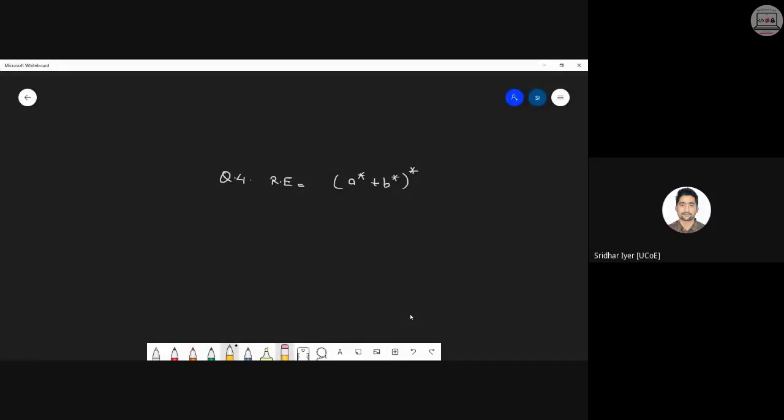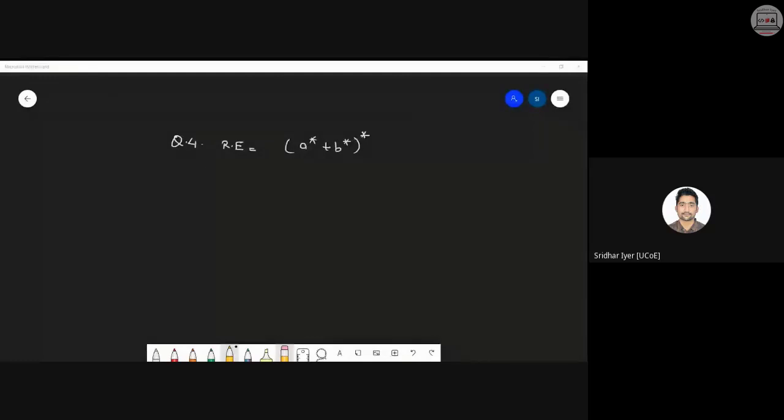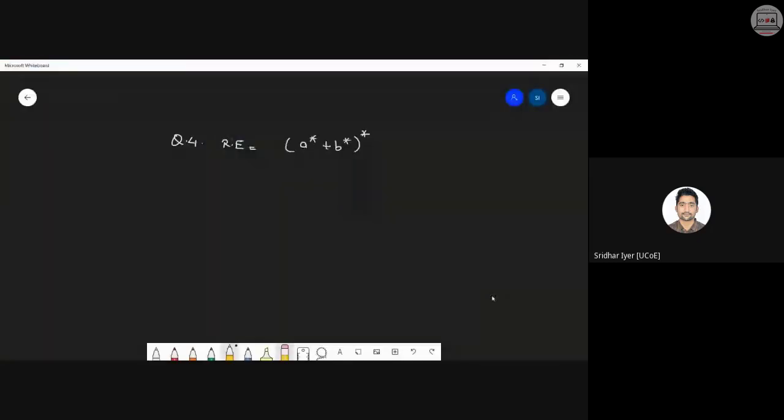Okay, take this question down. A closure plus B closure whole closure. Similar to the previous question. I guess the states will be more as compared to the previous one. It is A closure plus B closure whole closure. Okay, I have dropped in the attendance link.